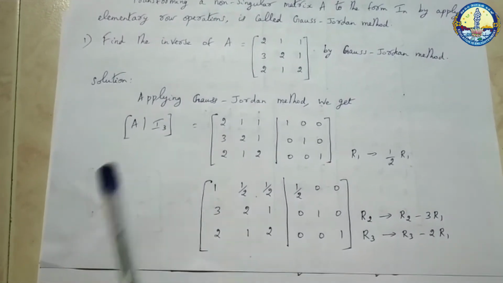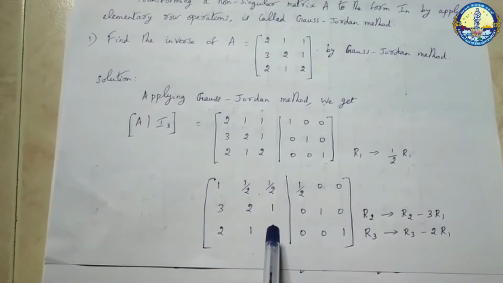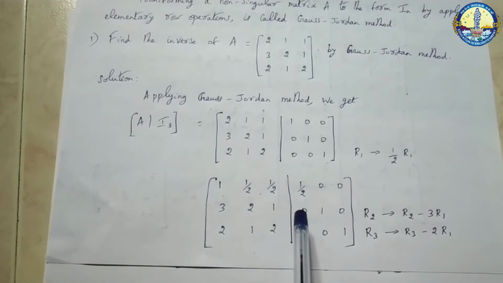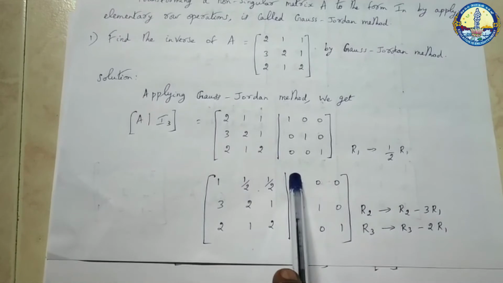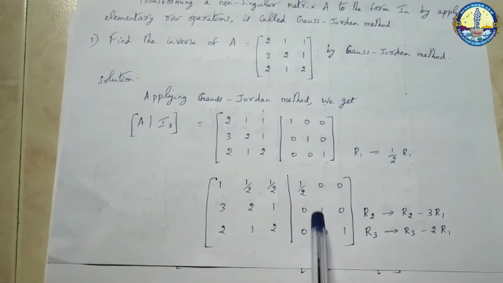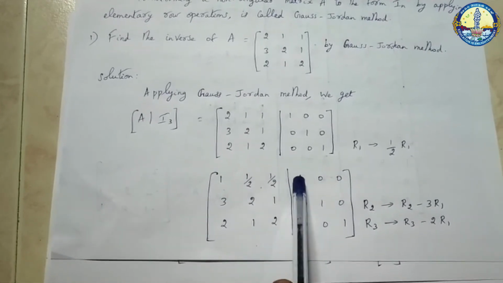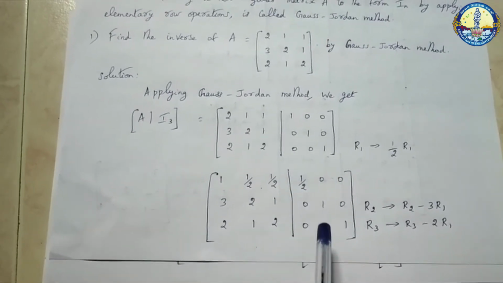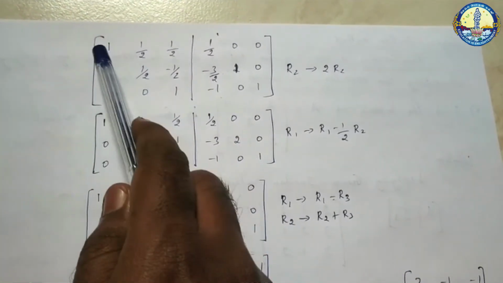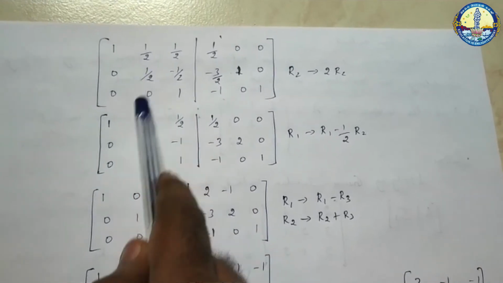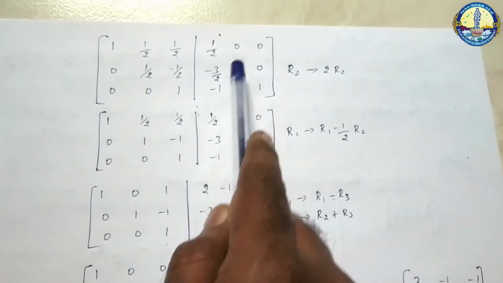R3: 2 minus 2 is 0, 1 minus 2 by 2 is 0, so 2 minus 2 by 2 is 1. Here also the same operation, R2 minus 3 R1, so 0 minus 3 by 2 is minus 3 by 2, 1 minus 0 is 1, 0 minus 0 is 0, here 0 minus 2 by 2 is minus 1, 0 minus 0, 0, 1 minus 0 is 1. You get the matrix like this: 1 0 0, 1 by 2 1 by 2 0, 1 by 2 minus 1 by 2 1, 1 by 2 minus 3 by 2 minus 1, 0 1 0, 0 0 1.